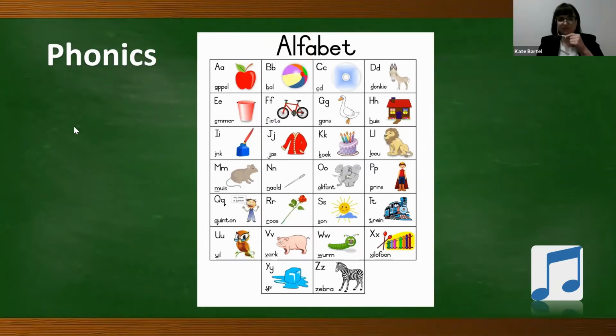Okay. So volgende nee. Ink. Jas. Koek. Leeuw. Muis. Okay. Naald. Olifant. Prins. Quentin.